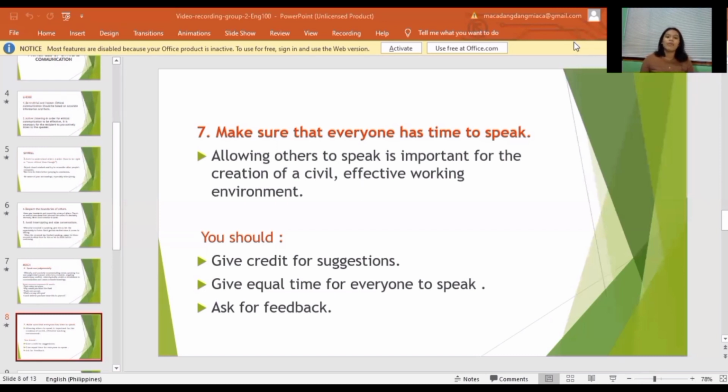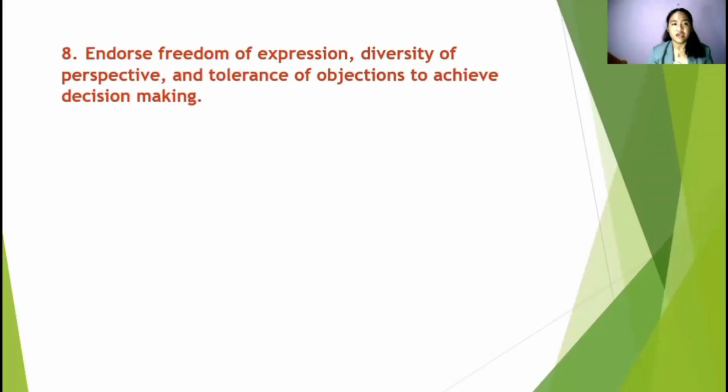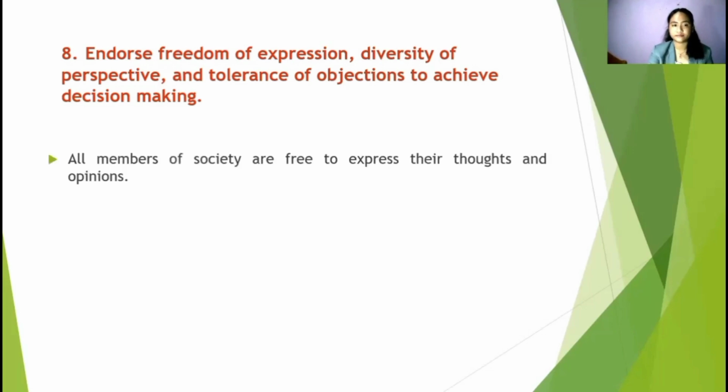Therefore, let everyone have equal time to speak out if they want it. Below are the responses to remember. This is also a very effective move, especially if you have introverted or shy people around you, and also with people who have mental health issues. So, next, endorse freedom of expression, diversity of perspective, and tolerance of objections to achieve decision making.